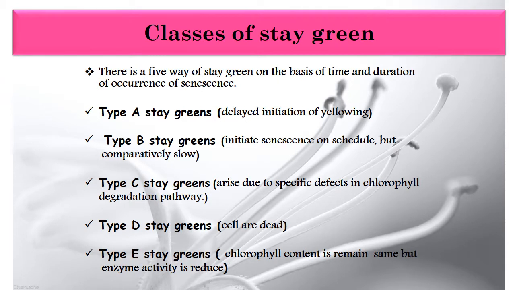Classes of stay-green traits. There are 5 types of stay-green on the basis of time and duration of occurrence of senescence. All these 5 types will be diagrammatically explained in the next slide. Type A stay-green means delayed initiation of yellowing. Type B initiates senescence on schedule but comparatively slowly. Type C stay-green arises due to specific defects in the chlorophyll degradation pathway. Type D stay-green is where cells are dead. Type E means chlorophyll content remains the same but enzyme activity is reduced.